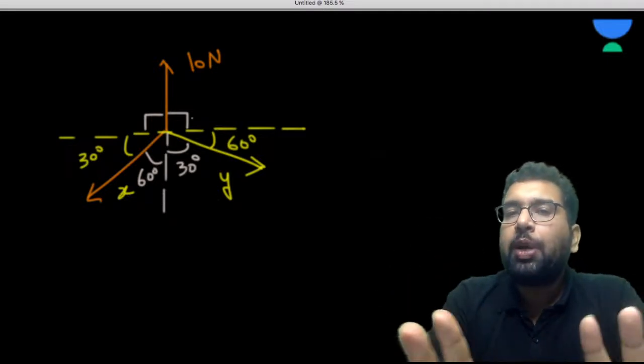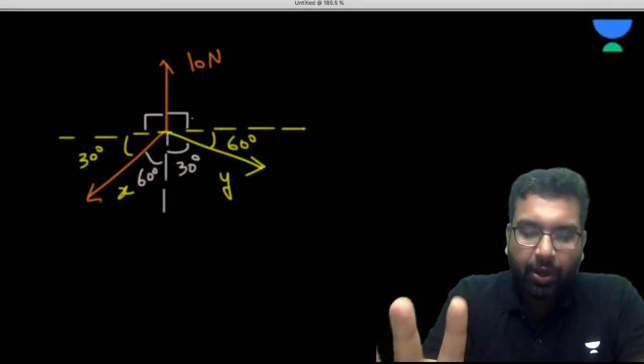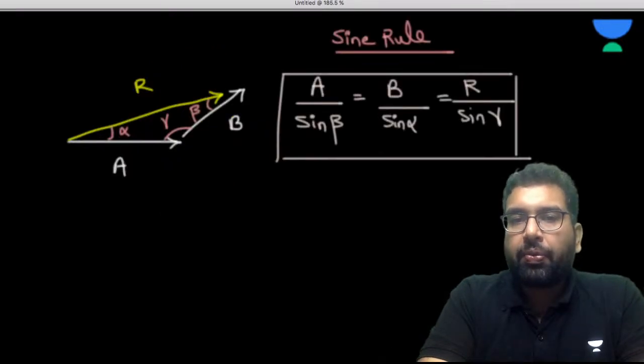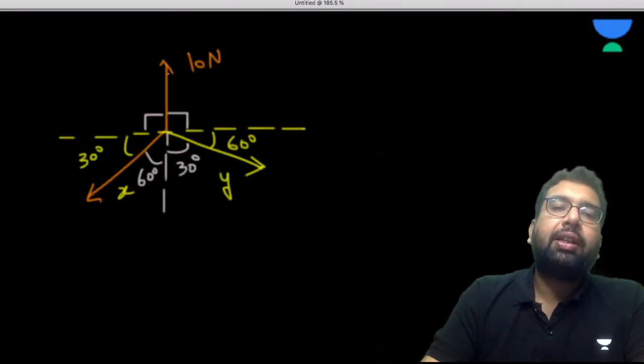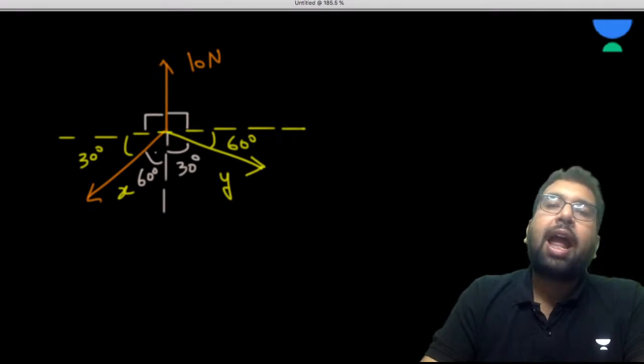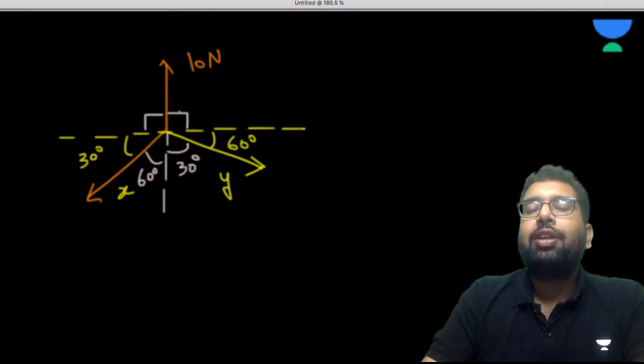You can take it in the form of a triangle. I'll give you a trick. You can connect 10 with x, then y, so y will become the resultant. That is one way you can do. But another way is to apply the sine rule, the Lamy theorem. Lamy theorem is the outcome of the sine rule.